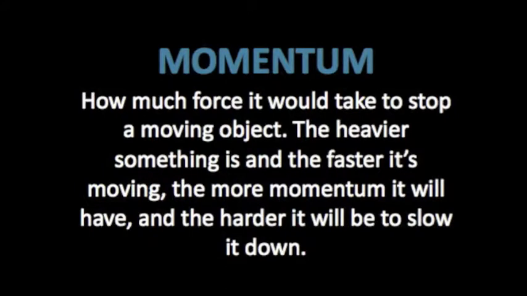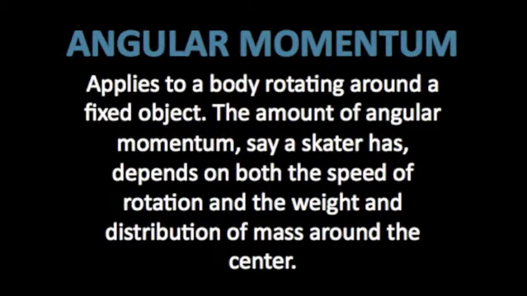Momentum is how much force it would take to stop a moving object. The heavier something is, the faster it's moving, the more momentum it will have, and the harder it will be to slow it down. Angular momentum applies to a body rotating around a fixed object. The amount of angular momentum, say a skater has, depends on both the speed of rotation and the weight and distribution of mass around the center.